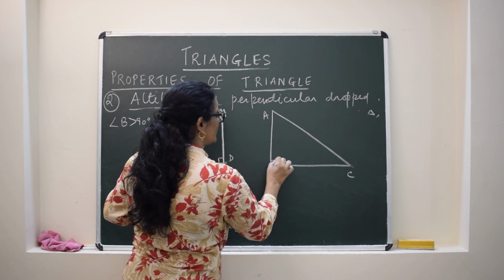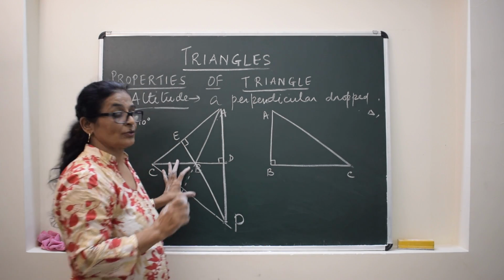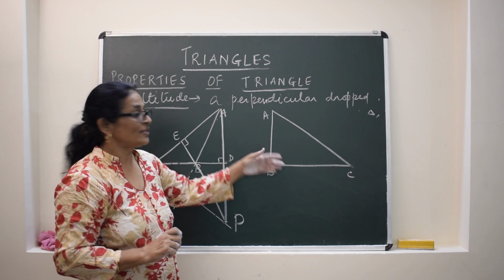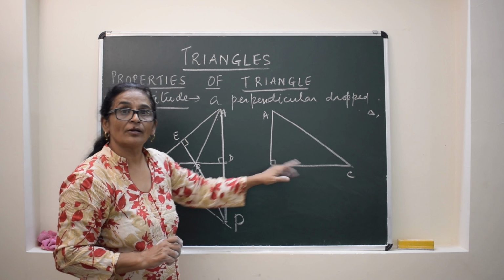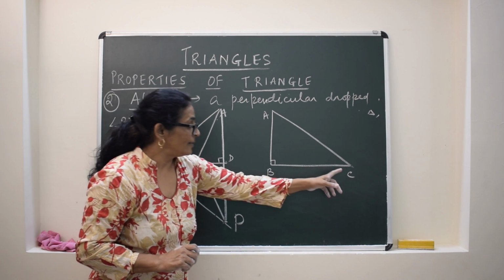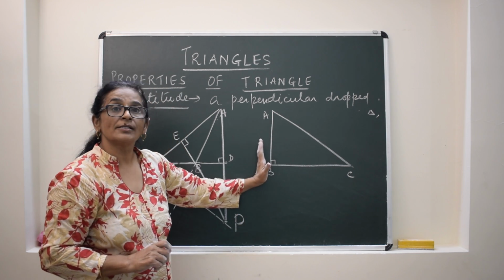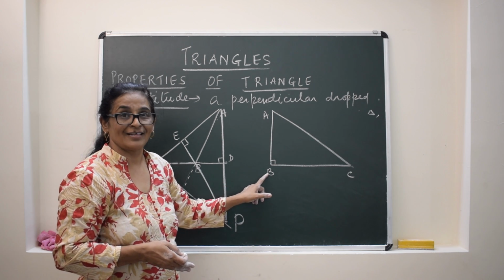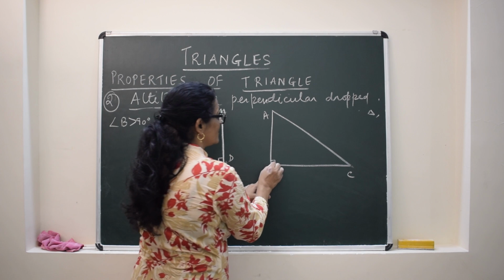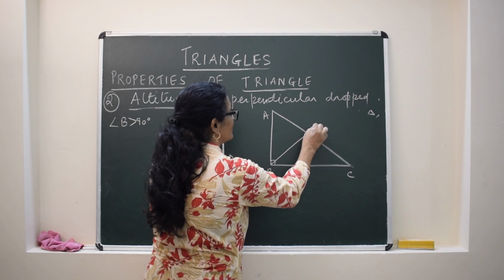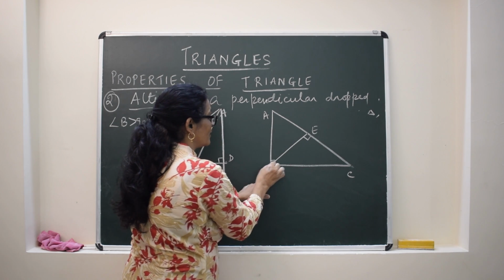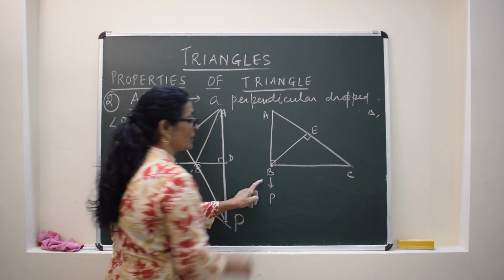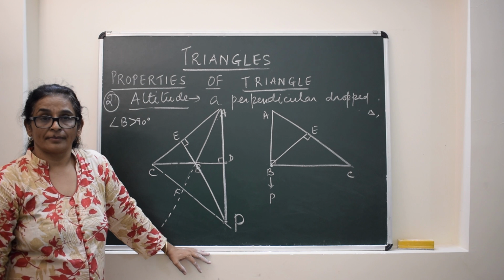For a right angle triangle, if you drop altitudes, two sides are already altitudes, because AB is perpendicular to BC and CB is perpendicular to AB. So two altitudes are already meeting at point B. Automatically the third altitude, BE, also meets at this point B.